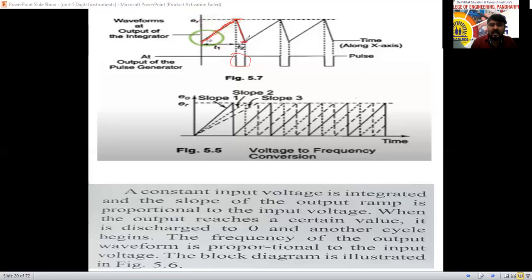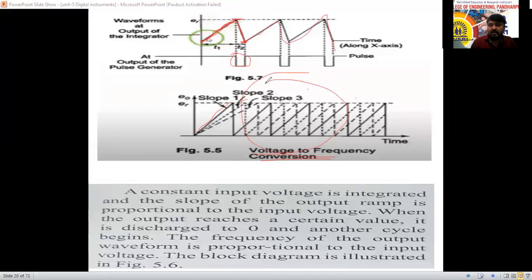Next, after some time, after discharging to 0, it will start again. The next cycle will start, and then it will come to 0 here. Again, the next cycle will start. Like that, the number of cycles it is going to complete, the number of cycles per second, that is called frequency. So here, see, slope 1, slope 2, slope 3, like that we have considered. Voltage to frequency conversion we have done here.